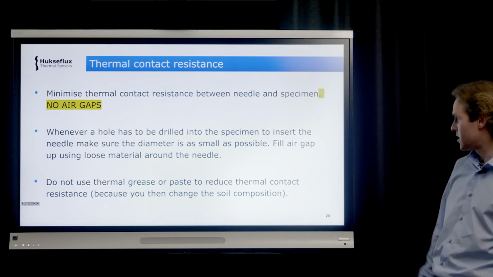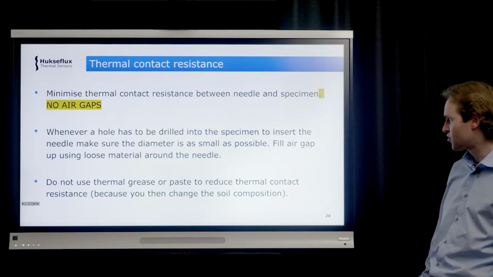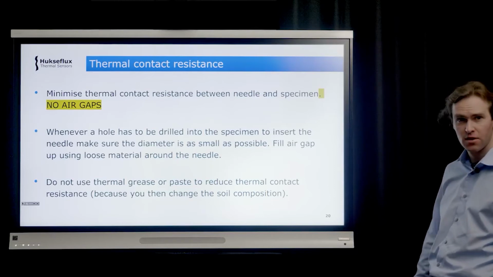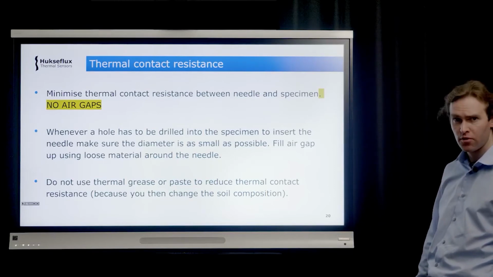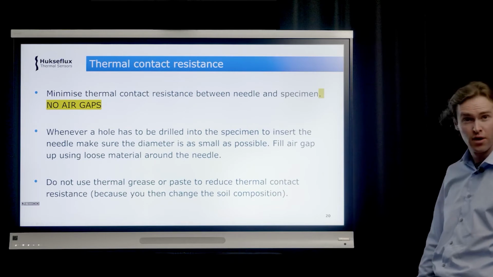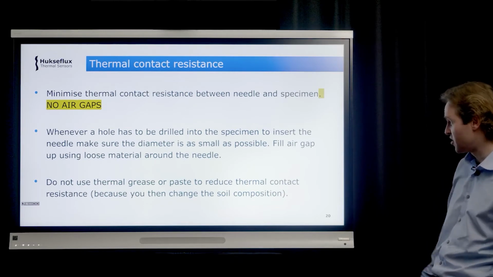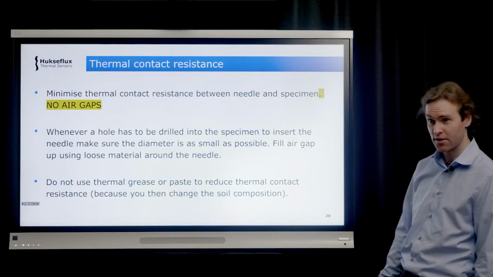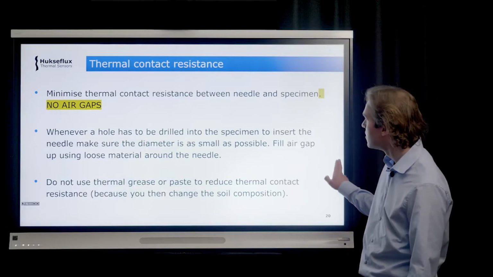In some cases, it can be useful to use thermal grease or thermal paste to improve the thermal contact between needle and the specimen. But do be careful with that. Do not do it with soils, because then you change the composition of the soil, and that affects your thermal conductivity measurement.